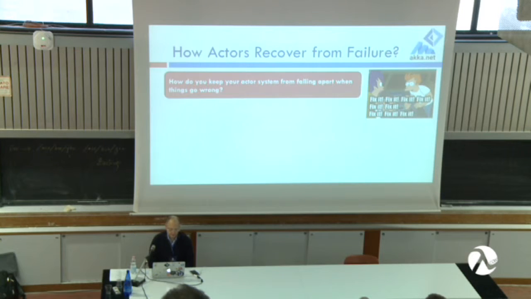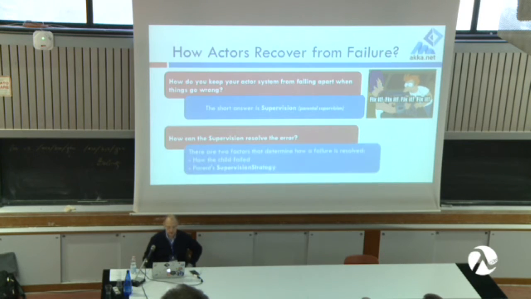So how do we keep the actor system from falling apart when something goes wrong? Well, supervision. If you were here today for the previous talk, you already know what supervision is. And how can supervision solve the problem? Well, there are different approaches. First of all, if something goes wrong, the supervisor is able to check what kind of exception your child raised and apply some sort of strategy, some directive. At the same time, we also have supervision strategy, and we'll see later what that means.